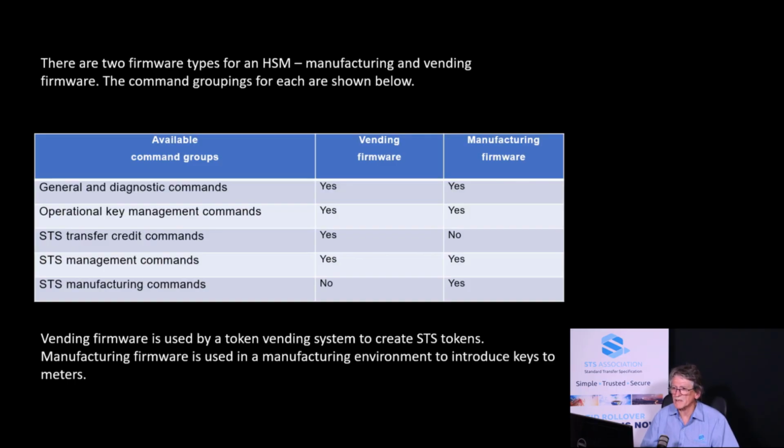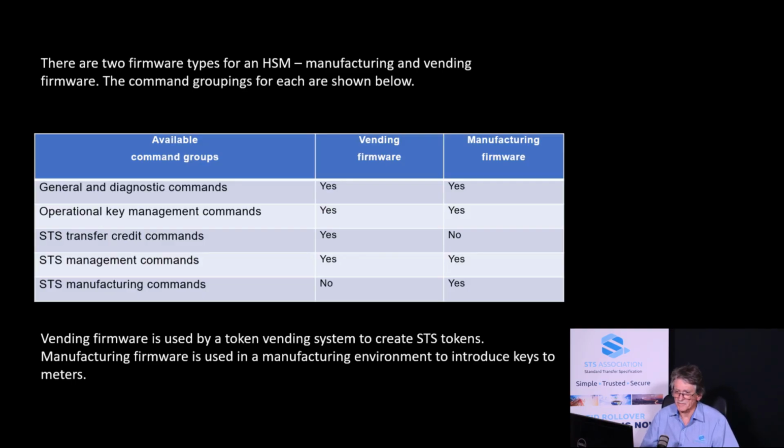There are two firmware types for an HSM, manufacturing and vending firmware. The command groupings for each are shown below. You have general and diagnostic commands, and they appear in both the vending firmware for security modules and the manufacturing firmware. Operational key management commands appear in both as well. STS transfer credit commands will appear only in the vending firmware and not in the manufacturing firmware. STS management commands appear in both, and then STS manufacturing commands appear not in the vending firmware but only in the manufacturing firmware.